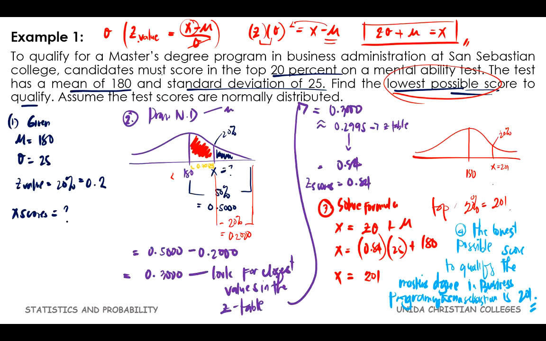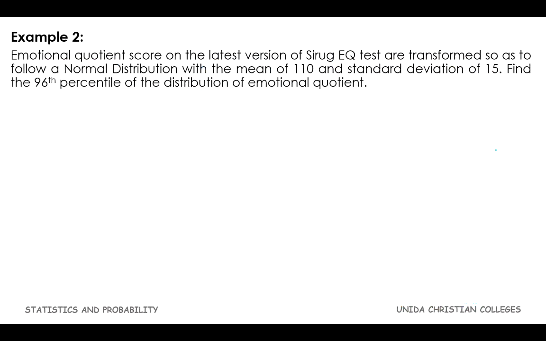Okay? Kasi ang condition nila, kailangan daw ang score mo ay nasa top 20 ng mental ability test nila para makapasok ka sa master's degree program nila. Okay? So, ang pinaka-least or lowest possible na pwede mong makuha na score is 201. Okay po. Next.